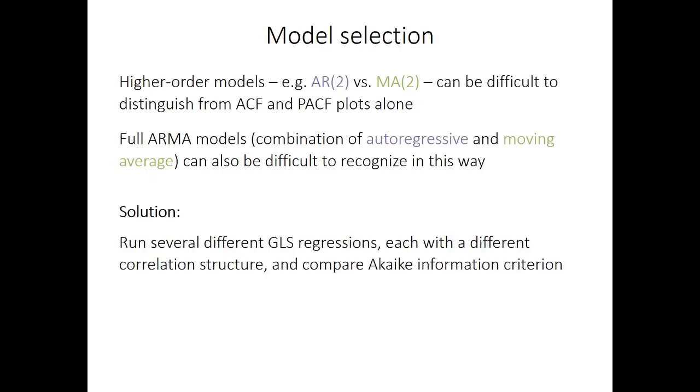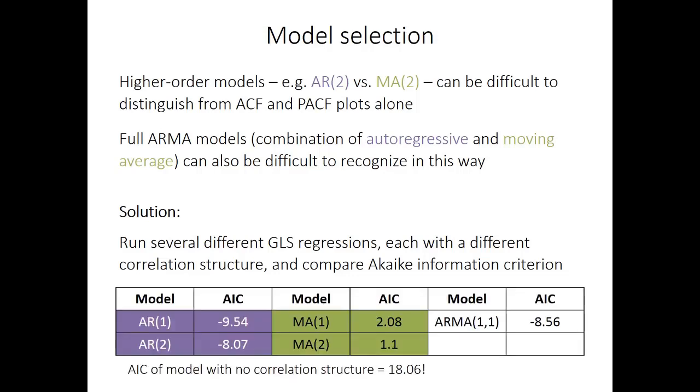Well, a solution could often be to run a variety of GLS regressions, choose different correlation structures, run one with AR1, run one with MA1, and one with an ARMA model that combines both, and then compare the model fit with Akaike information criterion, AIC. You can refer back to the maximum likelihood video for more information on what that really is. You can use that to select the best model.